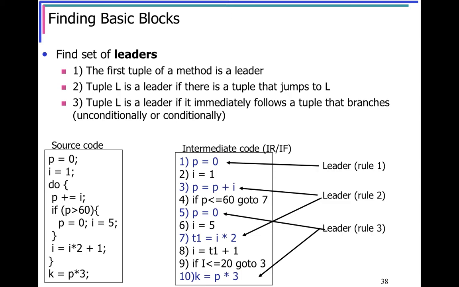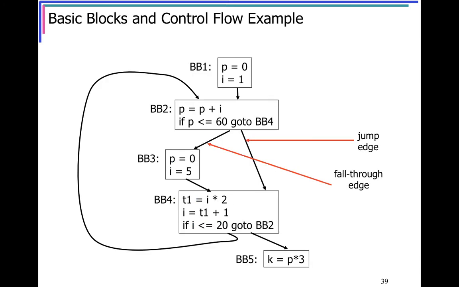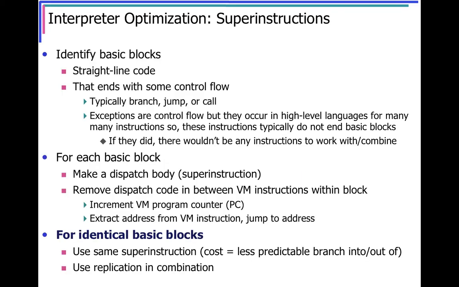You should be able to find the leaders and draw the basic blocks and their control flow graphs. So what we have to do here is put the edges between the different basic blocks that we found to the appropriate targets, and that is a control flow graph. So back to super instructions.